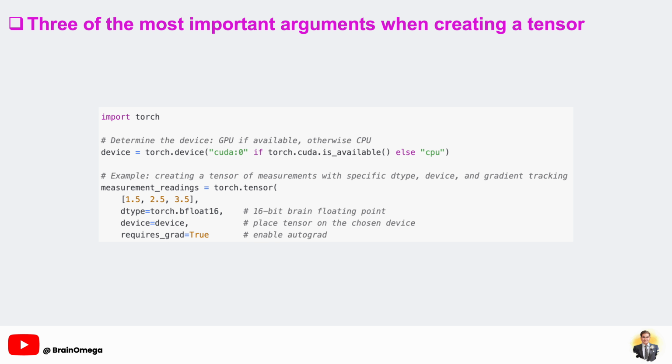So, to sum it up, with these 3 arguments, we're not just creating a simple array of numbers. We are creating a sophisticated computational object, placing it on the optimal hardware for speed, defining its numerical precision for efficiency, and enabling it to be automatically updated as part of a learning process. This is what makes PyTorch so powerful.